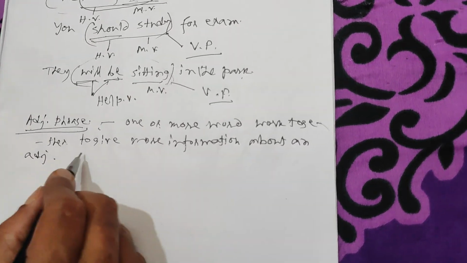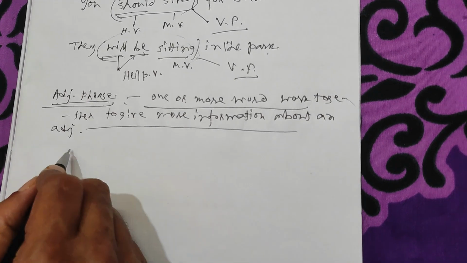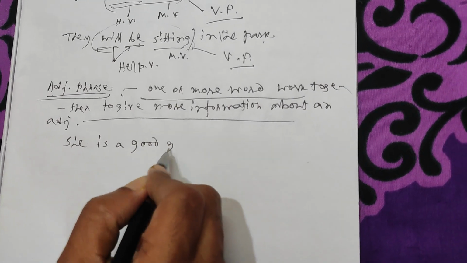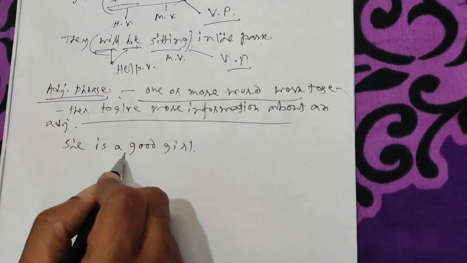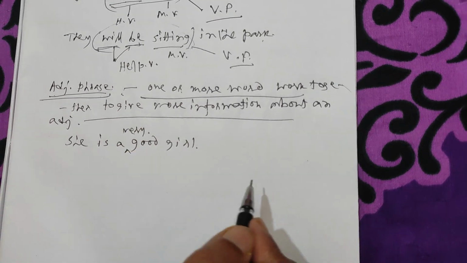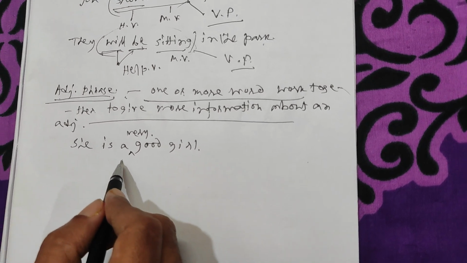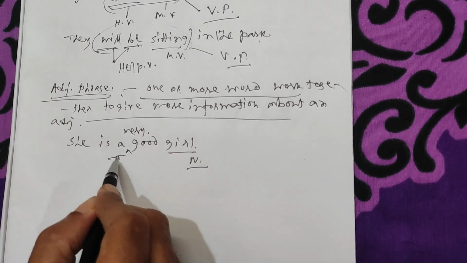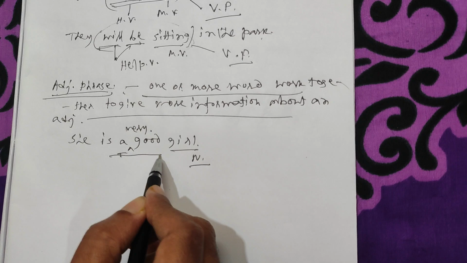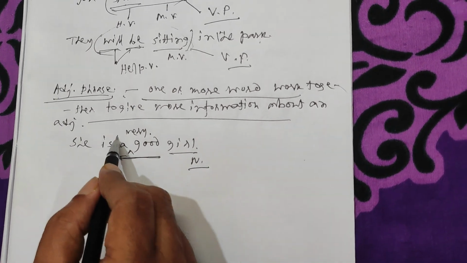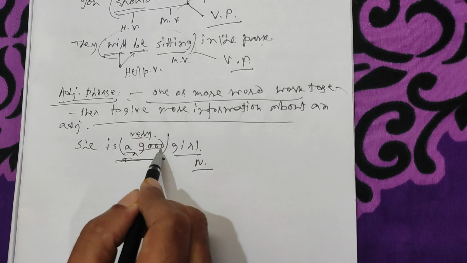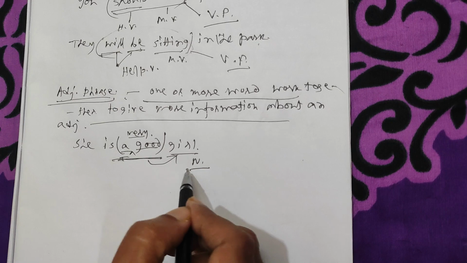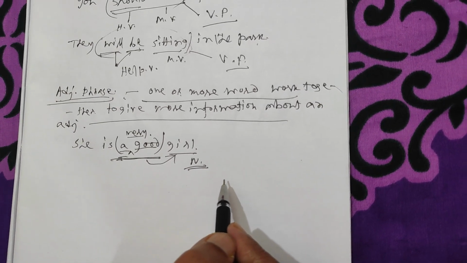Suppose, let us take examples. She is a good girl. She is a very good girl. Let us take very good girl. So, girl is the noun here, as you know. These group of words, a very good, are describing or qualifying the noun girl.